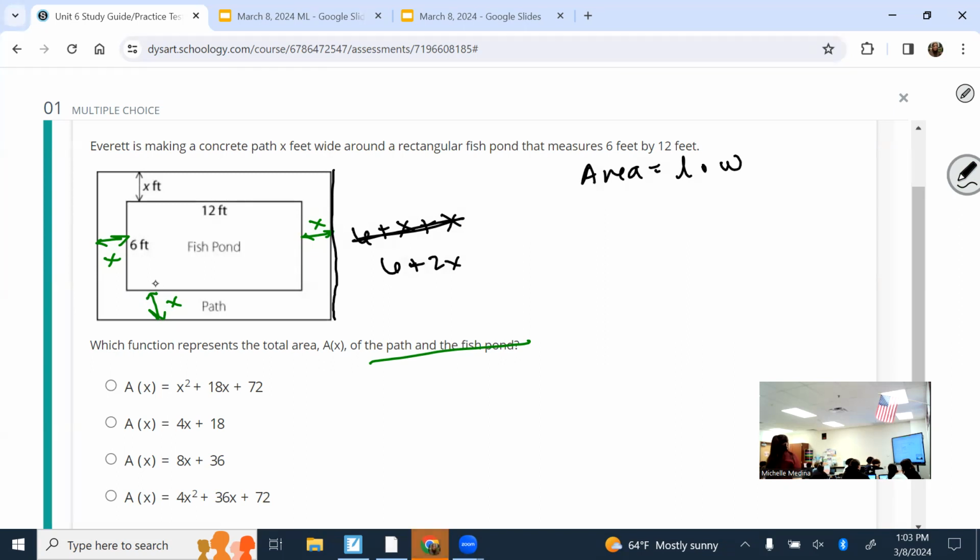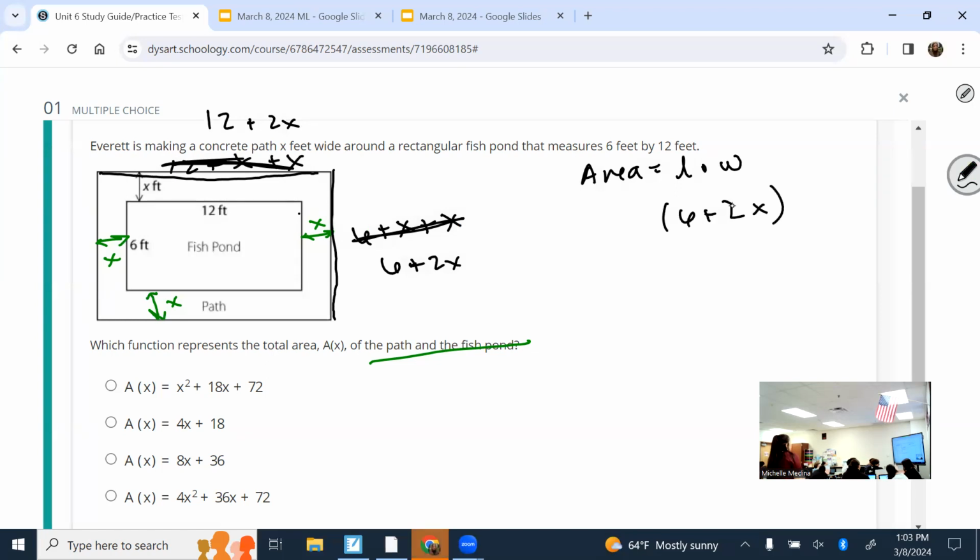For the width, I do something similar. It's going to be 12 plus this x plus that x. And then you can condense that into what? Combine like terms. 12 plus 2x. So now I have expressions for the length and the width of the whole big rectangle. I am going to multiply those out.